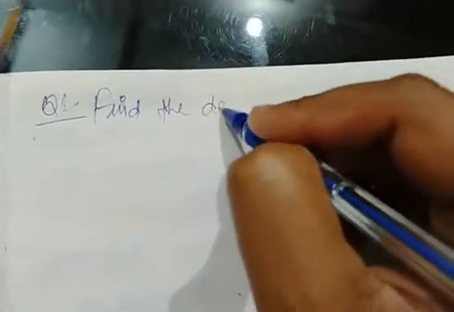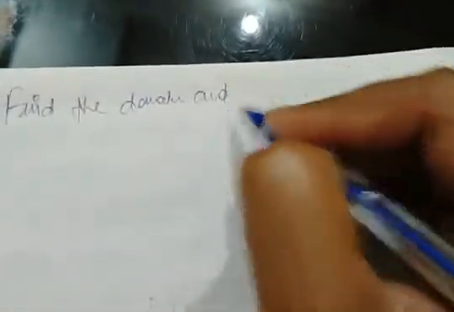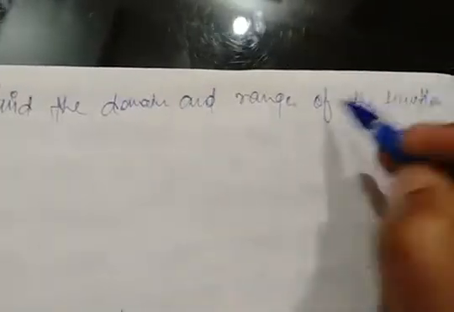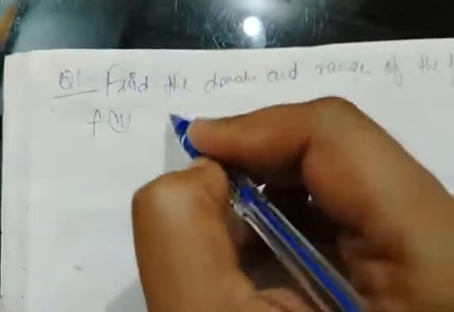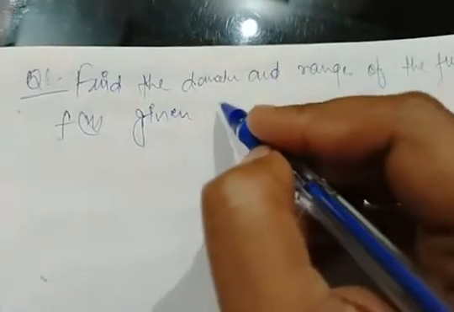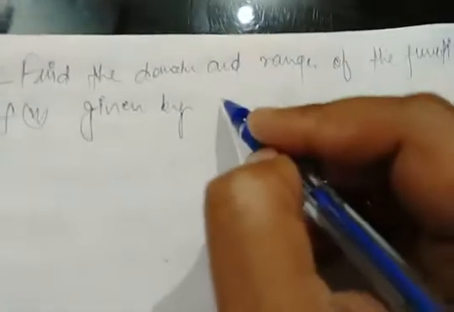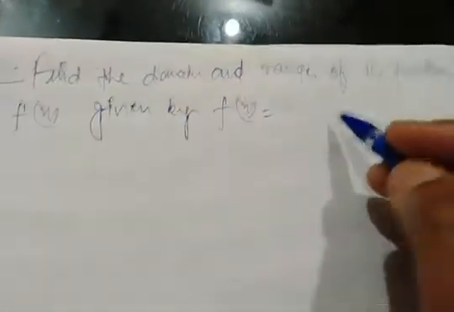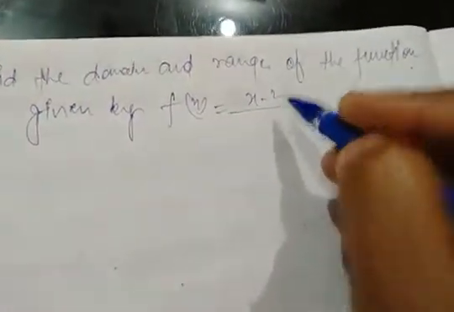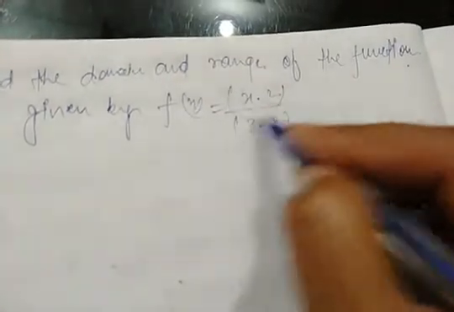Let's see the question. Find the domain and range of the function f of x given by f of x equal to (x minus 2) upon (3 minus x). This is a very important question. Let's see.